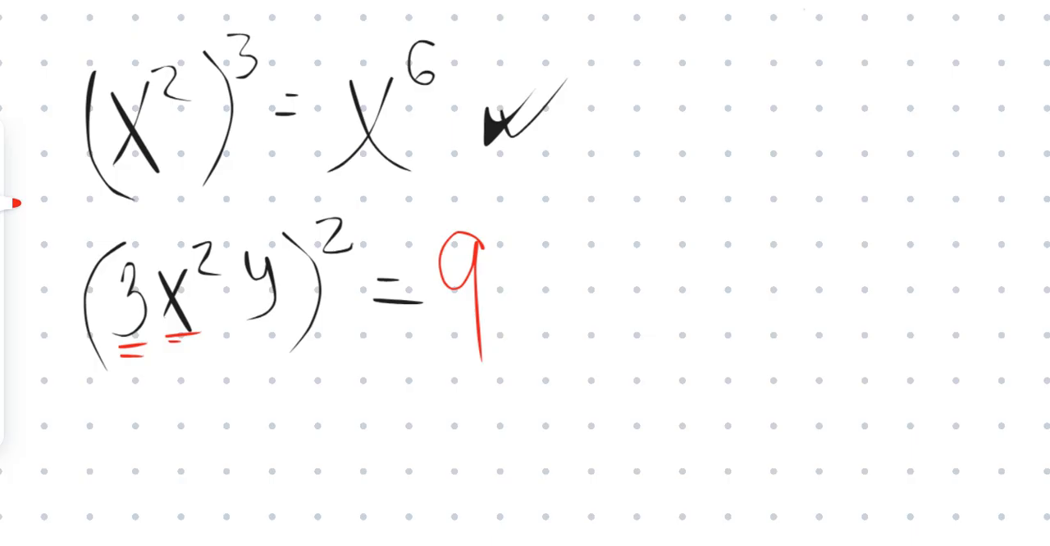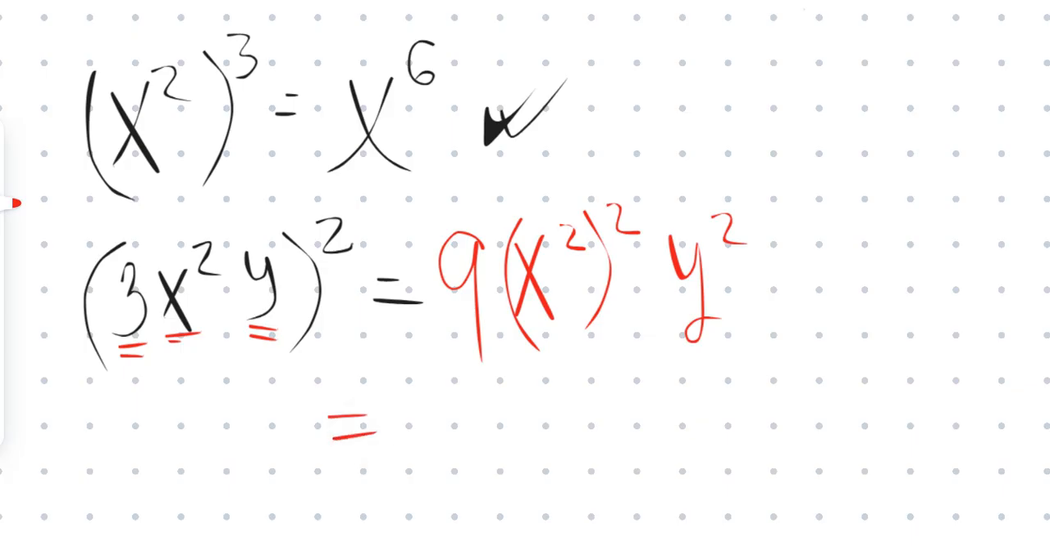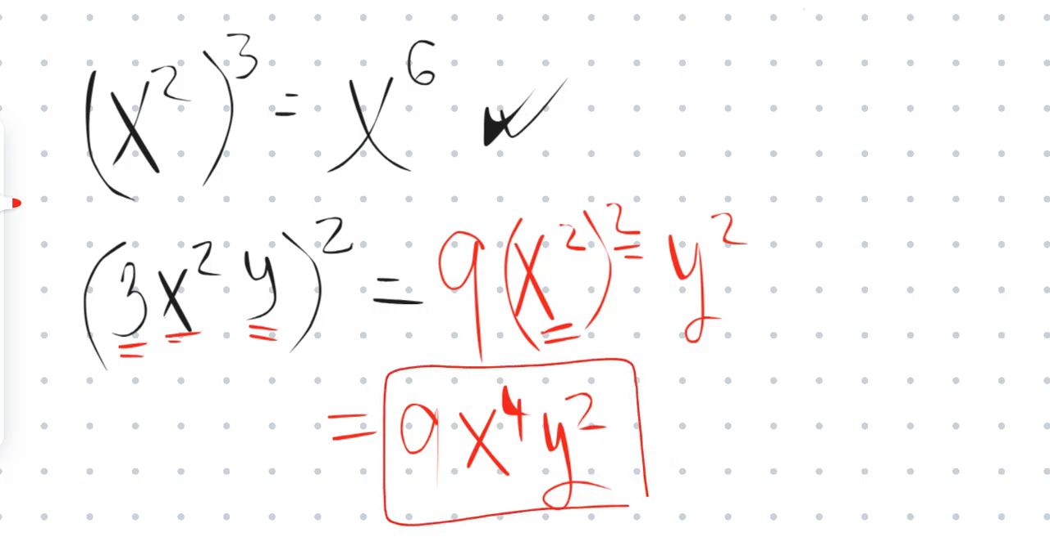Then we have x to the power of 2 to the power of 2. Let me write it for the first time. X to the power of 2, but then again to the power of 2. Finally, the last one is y and then to the power of 2. So we have raised all of them to the power of 2. Alright, let's see what we get then. 9 remains the same. X squared to the power of 2, we multiply the exponents, so x to the power of 4. And finally, y to the power of 2. That's it. We have the final answer.